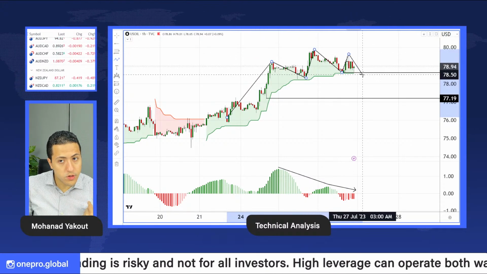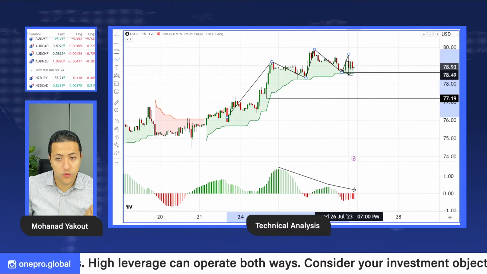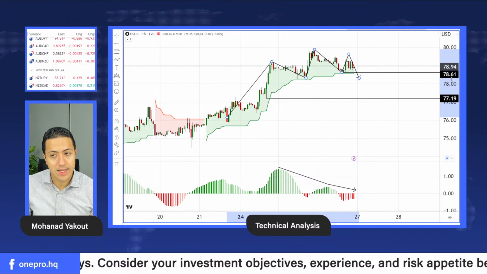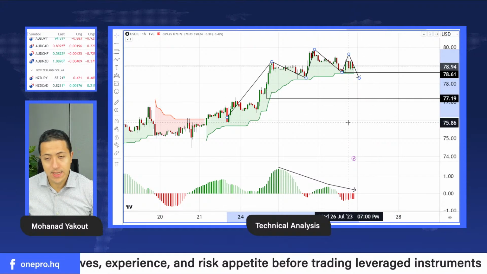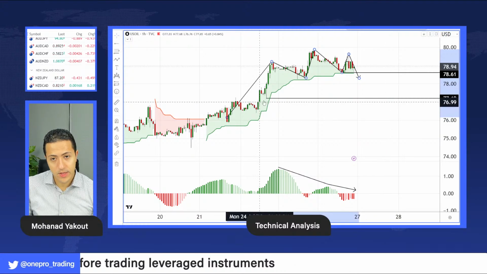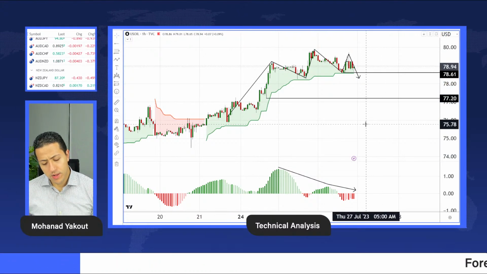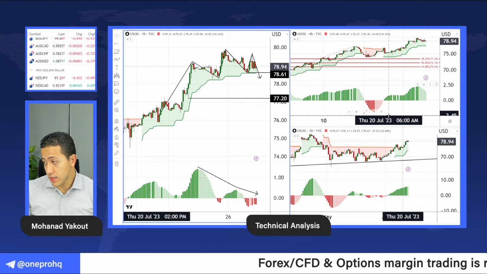In order for me to short the US oil, I should wait for a lower low, which should be by breaking the 78.60 level. Whenever we break below the 78.60, I'll definitely short the US oil and target the levels of 77.20. That's for sure. And I really believe, or I really hope, this will take place today.